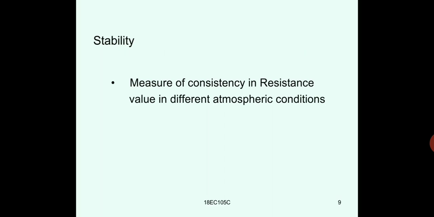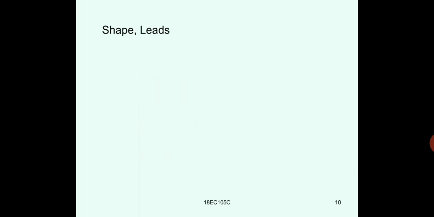Now let us look at the next spec, that is stability. It measures the consistency of the resistance value in different atmospheric conditions. Okay, the stability refers to the value of the resistor without getting changed in different atmospheric conditions. Atmospheric conditions means the temperature and the humidity.